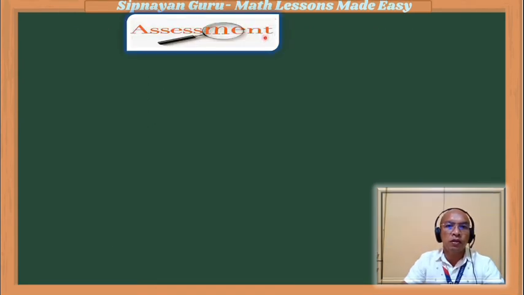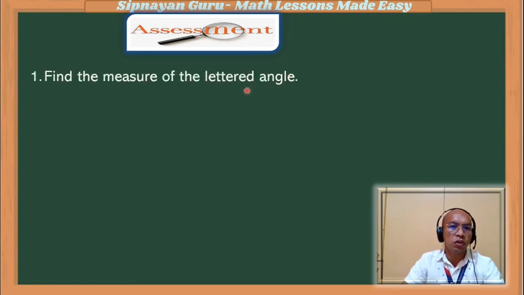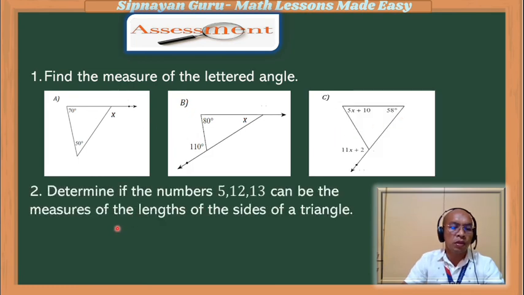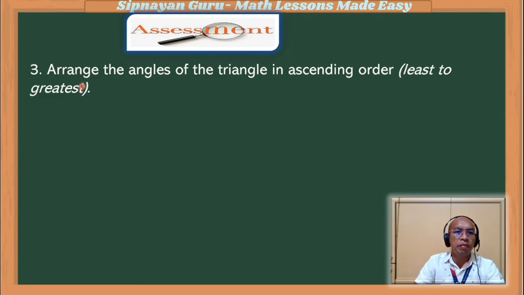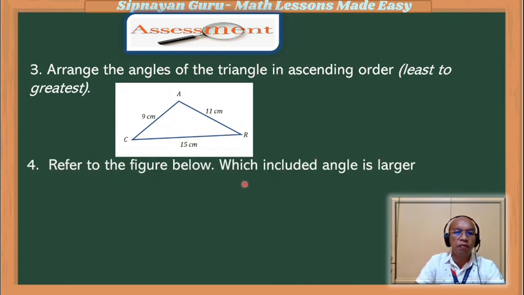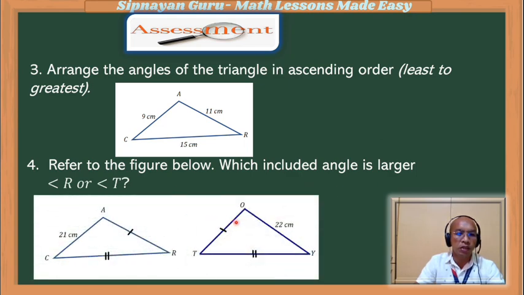Now, after learning the lesson for today, it's your time to measure your understanding of the lesson. Write your answer in the comment section below. Find the measures of the lettered angles. Question number 2. Determine if the numbers 5, 12, 13 can be the measures of the lengths of the sides of a triangle. Problem number 3. Arrange the angles of the triangle in ascending order from least to greatest, given the figure below. Which included angle is larger, angle R or angle T?